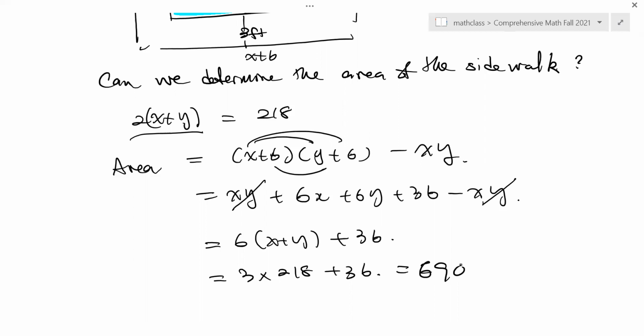Okay. You see, we solve the problem. It's independent of the dimensions. It only depends on the perimeter of the swimming pool. You can determine the area of the sidewalk.